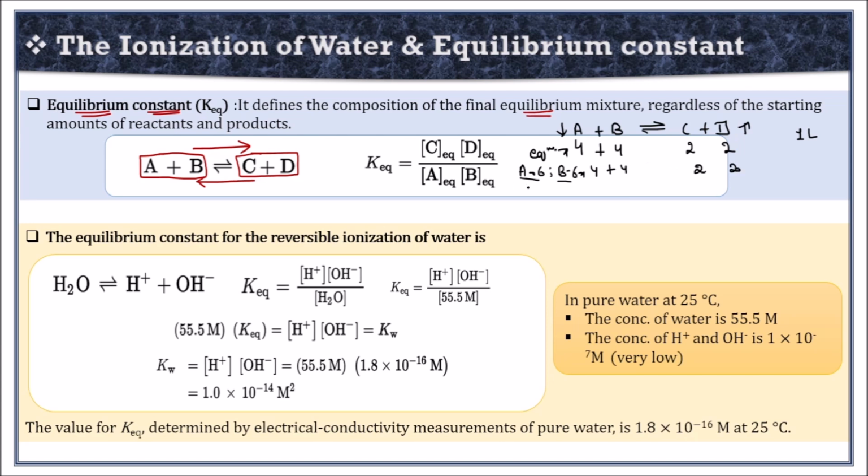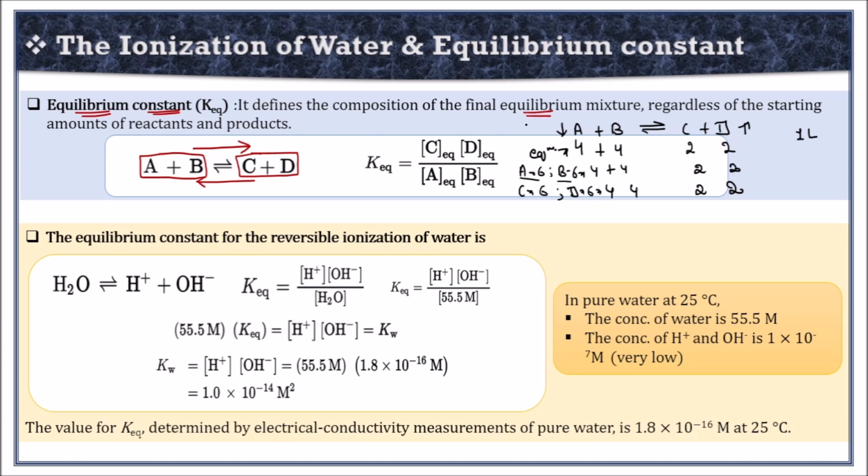And if you start with 6 moles of C and 6 moles of D, then also you will reach equilibrium, and there you will get the same concentrations of AB and CD: 4 moles of A, 4 moles of B, 2 moles of C and 2 moles of D. So no matter what your starting point is, you will always reach a point where there is no net change in concentration. By no net change, I didn't mean that there is no reaction going on.